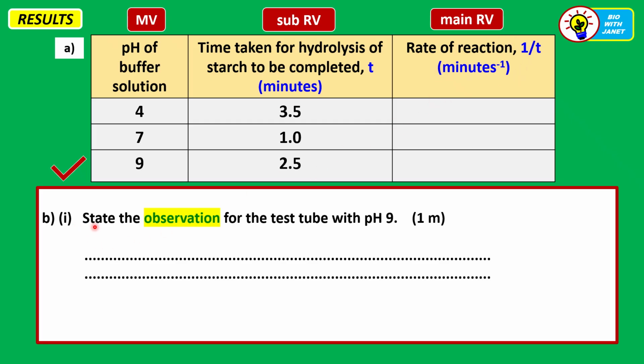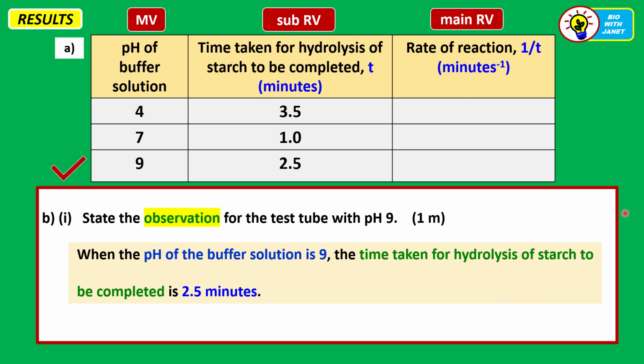So B1, state the observation for the test tube with pH 9. So it's this test tube, right? So remember, an observation must have the MV, the sub-RV here, which is the results, and then the reading plus units. Try and write your first observation. Try to write the observation first. Okay, let's look at the answer.